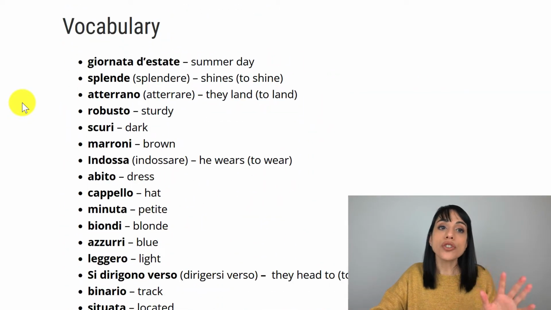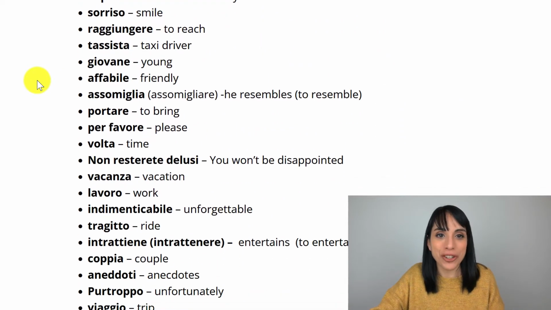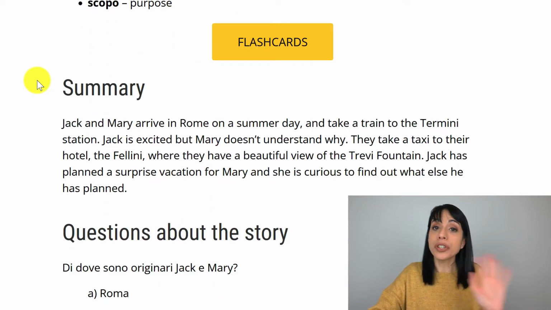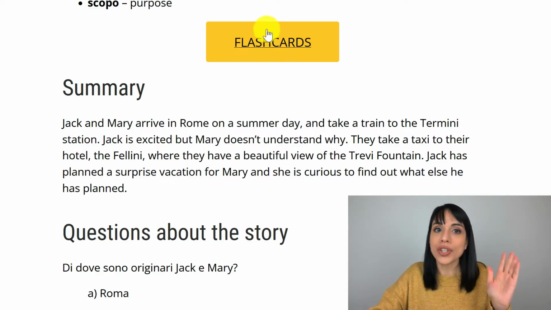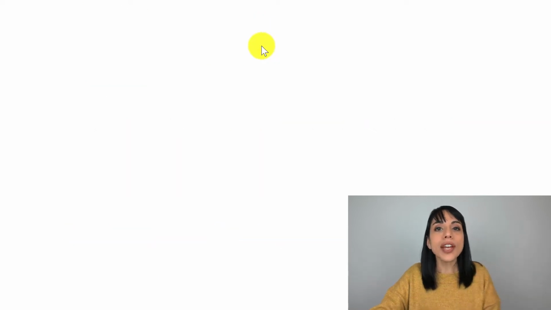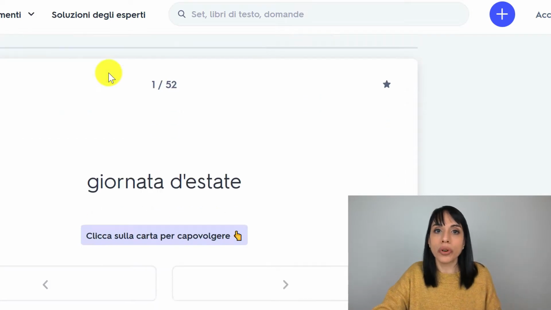So each section will also have a vocabulary list that you can review. And at the end of this vocabulary list, you will find flashcards. I've included for each section one set of flashcards that you can practice with to memorize the vocabulary and review it. So just click on the link and it's going to take you to Quizlet, which is what I use with my students for flashcards.